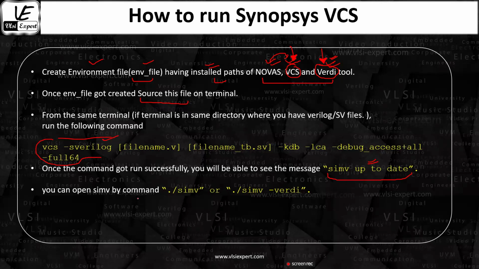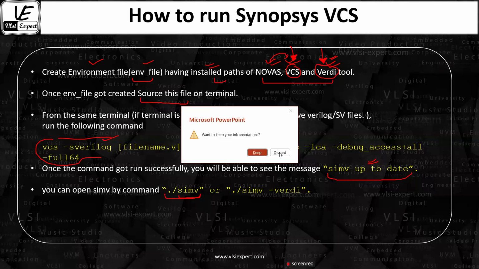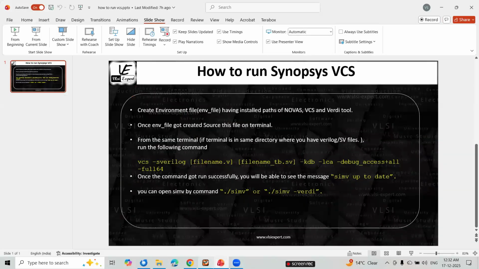And then you can find a file by the name simv. In order to open this particular file, you can just write this particular statement and press enter, and you'll get the outputs printed on the console, right? So let's see these steps on the server directly.